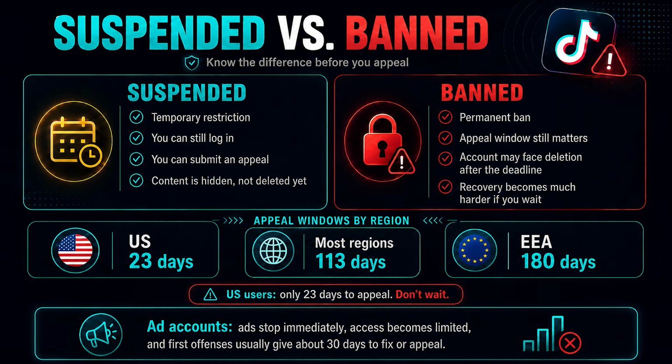And the deadlines depend on your region. In the US, you get about 23 days. In most other regions, around 113 days. And in the European Economic Area, or EEA, up to 180 days. If you miss that window, your account and all associated data are permanently deleted.